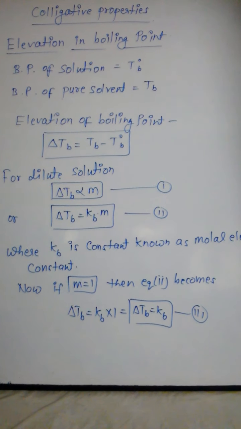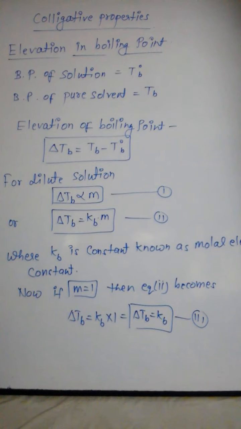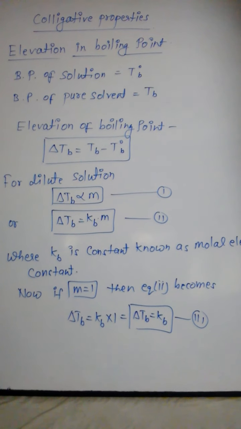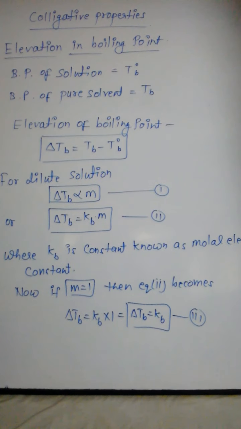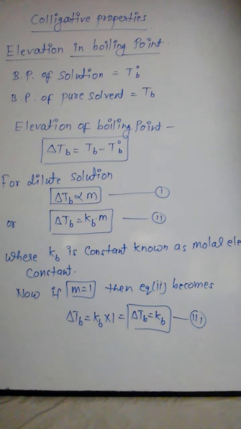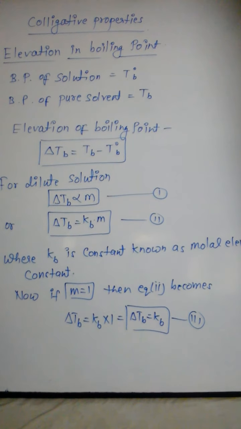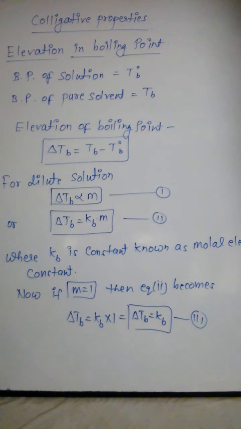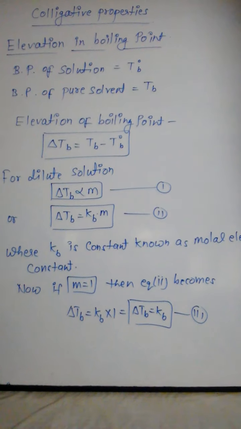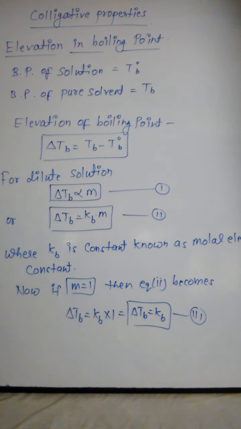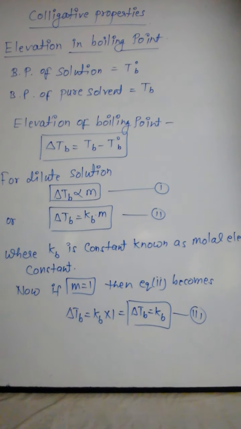A non-volatile solute is one that is not converted into the vapor phase. So if we add a non-volatile solute to a volatile solvent, the vapor pressure of the solvent decreases. It is called relative lowering in vapor pressure.